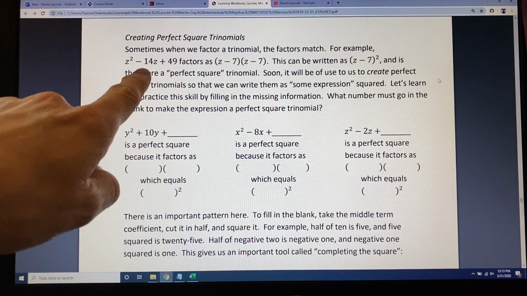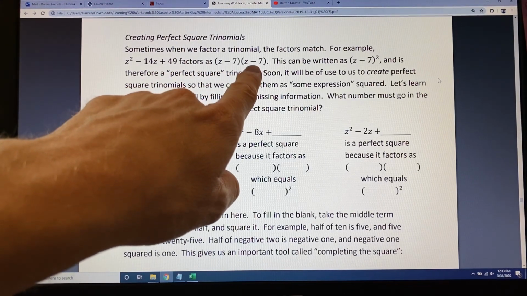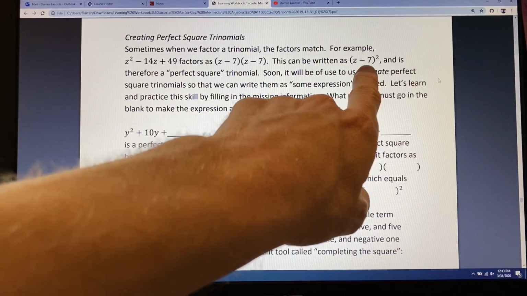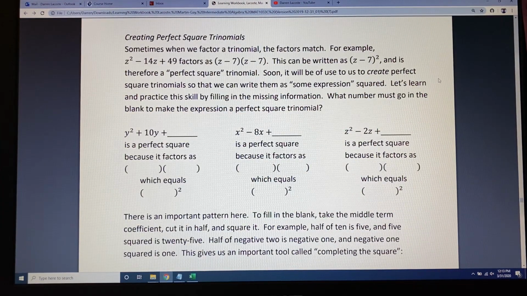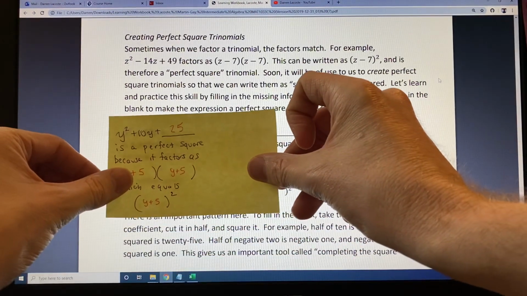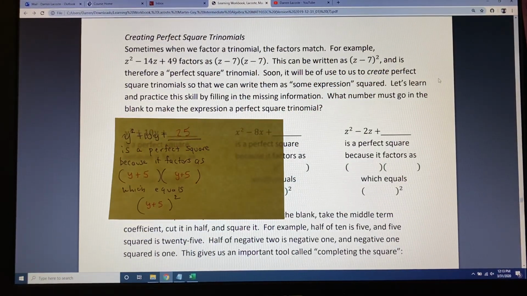Z squared minus 14z plus 49 factors as z minus 7 times another z minus 7, which can be written as z minus 7 in parentheses squared. Now you try for this. Okay, let's see how you did. So, for our first exercise, this is the result that we were hoping to get.